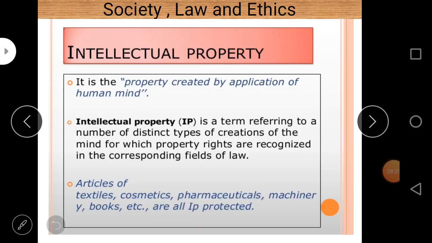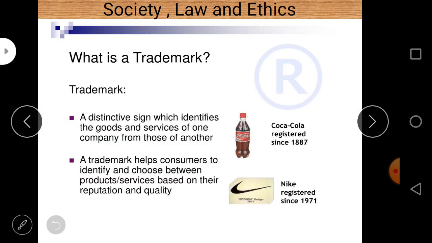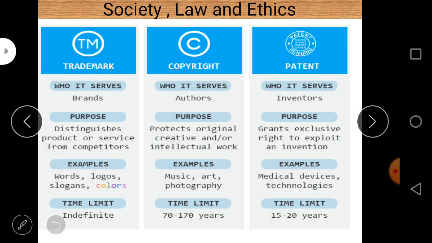Next is intellectual property rights. There are 3 important intellectual property rights: patent, copyright and trademark. You have to learn this chart because it contains all the definitions, purpose, examples and time limit.